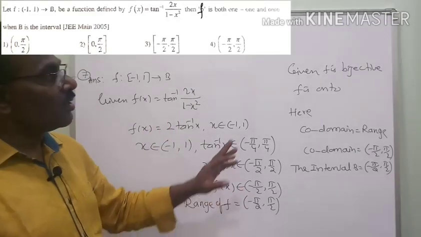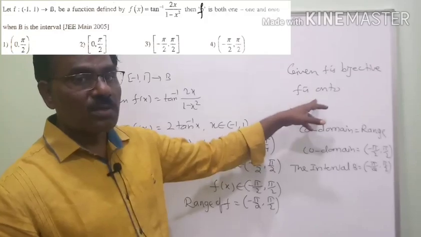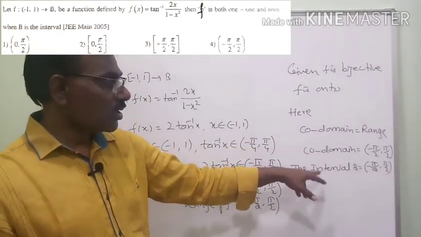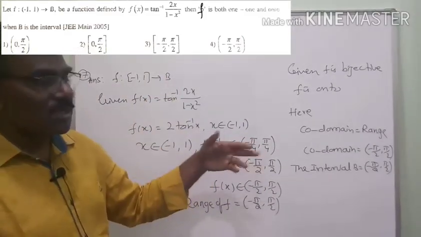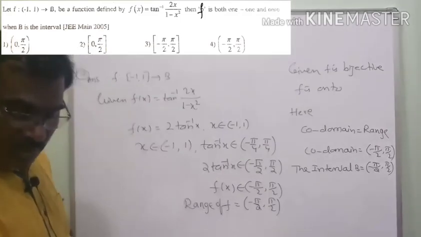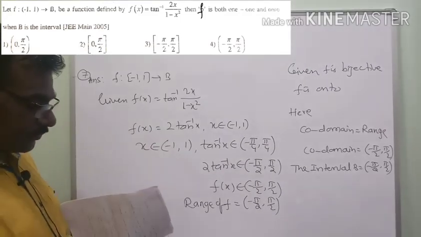Given f is bijective, f is onto. F is onto means here codomain equal to range. Then what is the codomain here? B is the interval asked, minus pi by 2 to plus pi by 2. It is an open interval. Okay. Open interval.